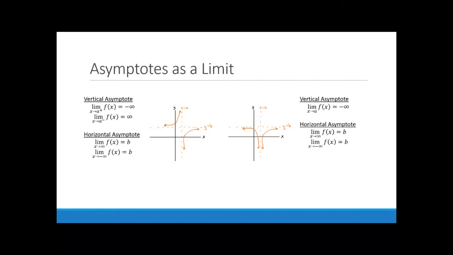If we compare that to the one on the right, when it says x goes to a, that means we're looking in both directions. As we're heading to a from either side, our y value on the graph is going all the way down to negative infinity. That's where the graph is approaching. So our limit as x goes to a is negative infinity. And for both of these, the horizontal asymptote limit is exactly the same as the other ones.